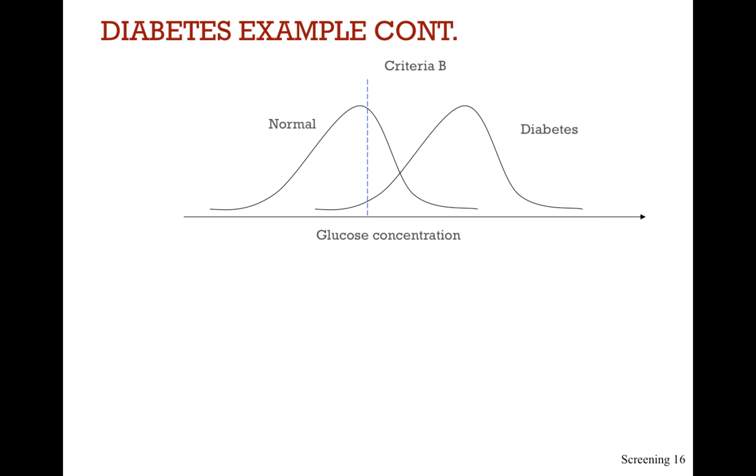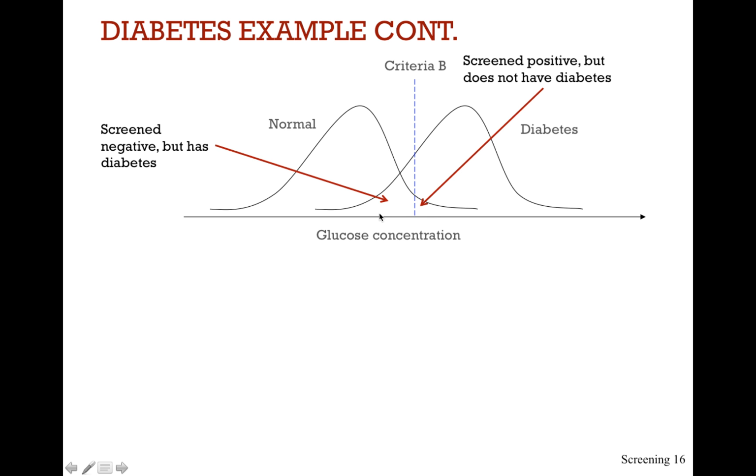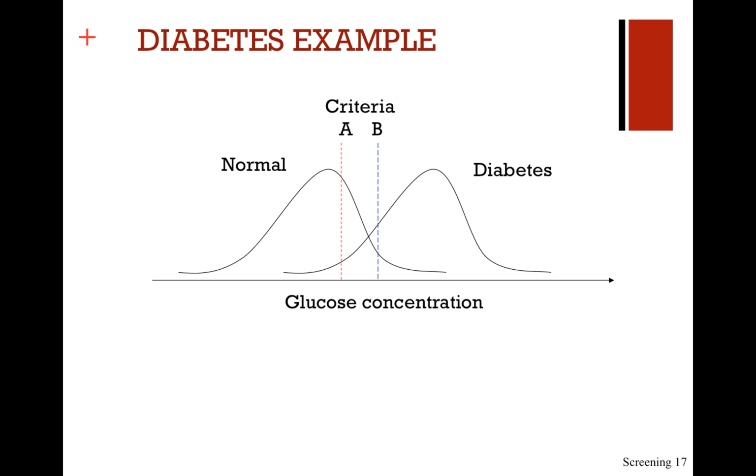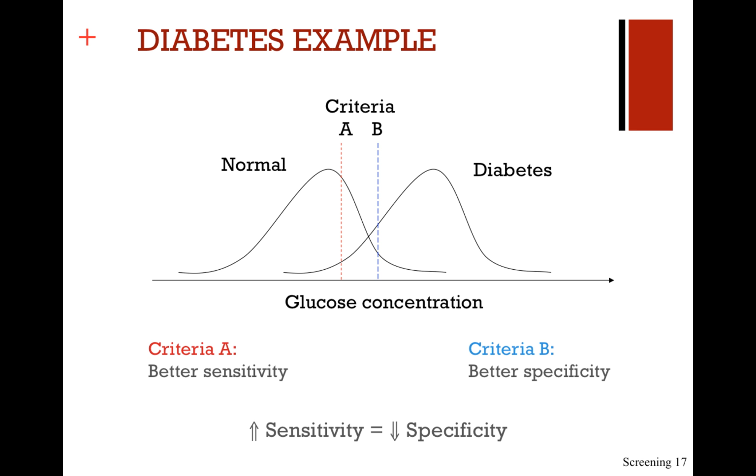If we use instead criteria B, now you have a larger population that's screened negative, but actually has the disease, and very few people who are screened positive, but do not have diabetes. Meaning, you have a much higher specificity, but lower sensitivity. So what are the trade-offs? For criteria A, it's better sensitivity. B has better specificity. So there is this trade-off.